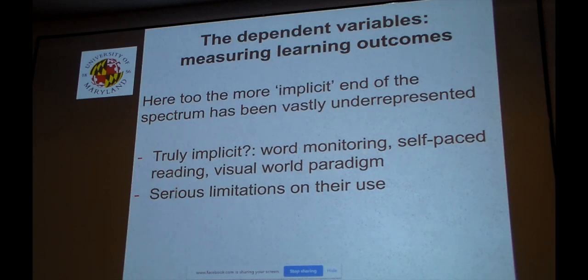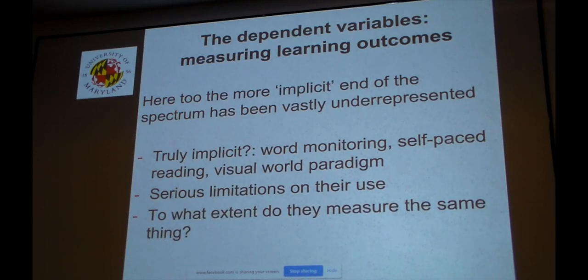But there are serious limitations on their use. Remember the visual world paradigm, it's not easy to find structures that you can test with that paradigm. It's quite complex. And in terms of word monitoring and self-paced reading, the lack of salience of certain stimuli can really also interfere with the testing. So there are limitations on their use, and even beyond that, you can always wonder to what extent they measure the same thing. Like the visual world paradigm doesn't always correlate very well with, say, word monitoring.